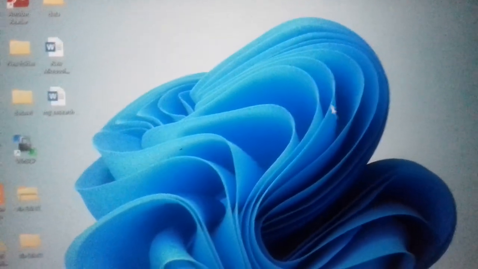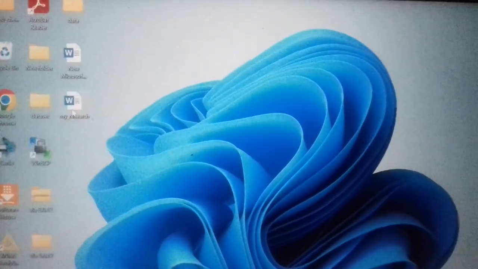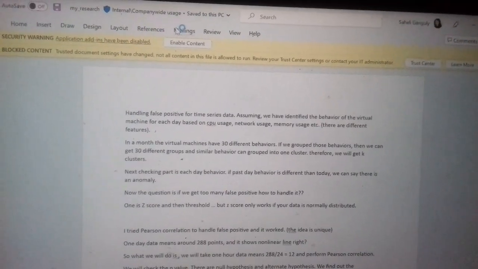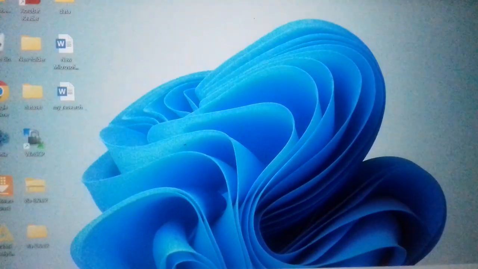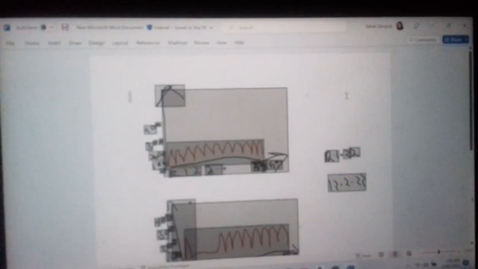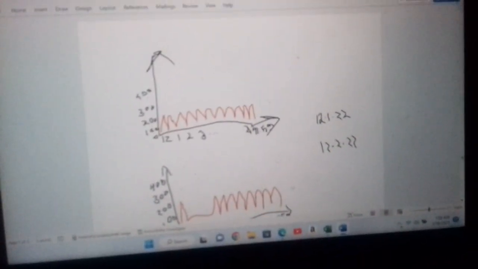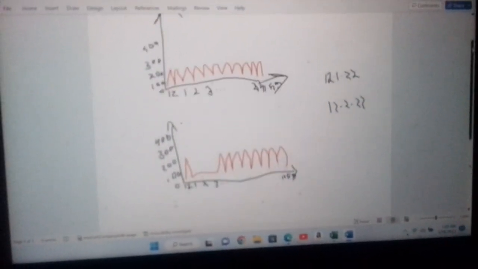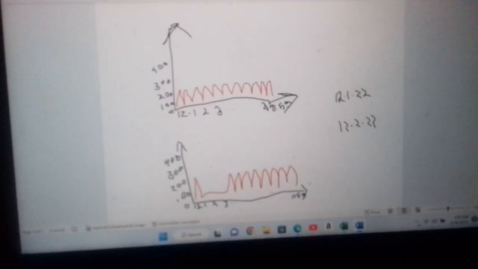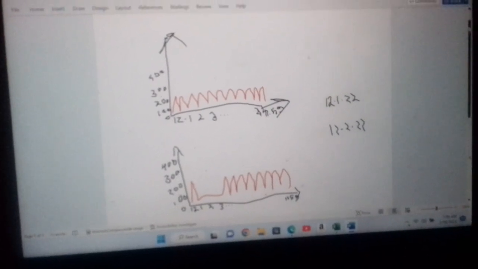Okay, let me open the Word file where I have written the problem statement. This is not the one I'm looking for. Yeah, this one. So in my last video I discussed this problem statement, right? So today I'm going to tell you the solutions for this problem statement.